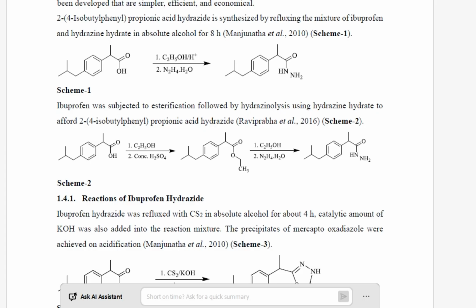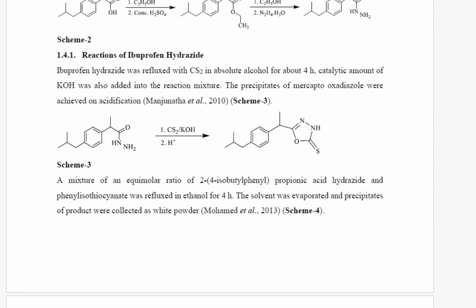So the ibuprofen hydrazide was first synthesized. Furthermore, this was reacted to form various derivatives of ibuprofen. So ibuprofen hydrazide was refluxed with carbon disulfide in absolute ethanol for 4 hours, and a catalytic amount of potassium hydroxide was added into the reaction mixture. The precipitate of mercapto-oxadiazole was achieved on acidification.